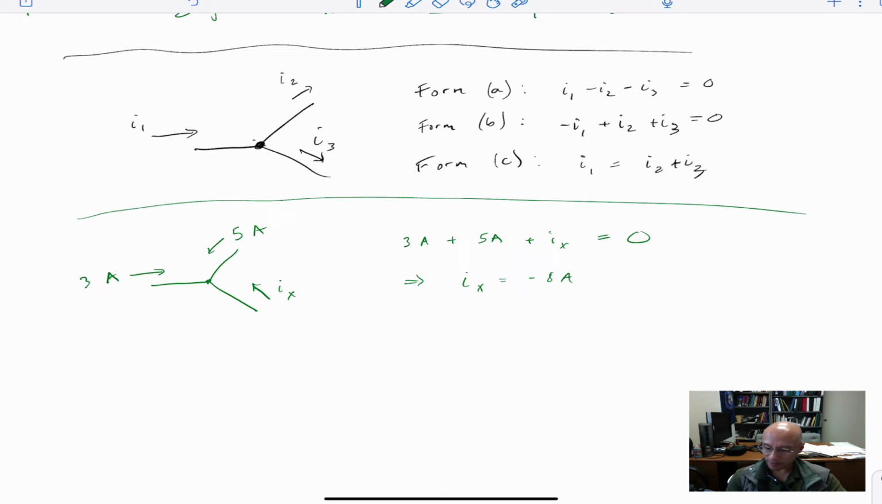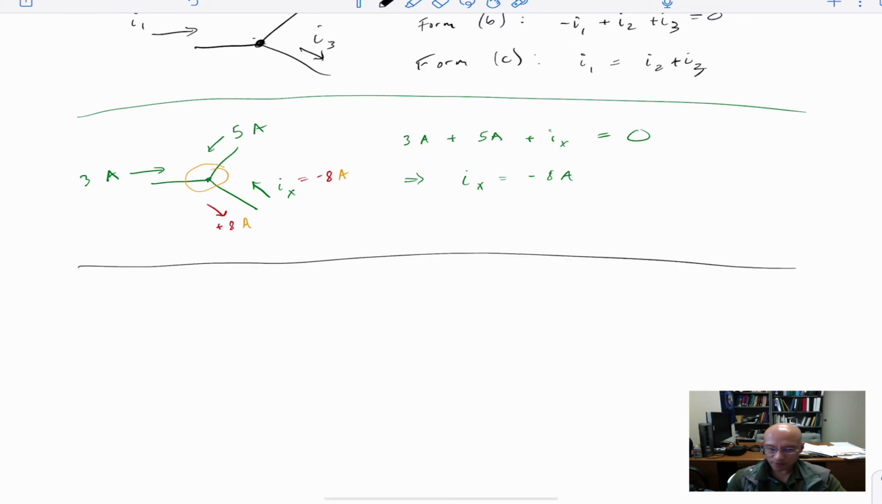Ix is negative 8 amps. That tells us that positive 8 amps is flowing this way. And you can kind of intuit that now. When you think about this node, well, if I have 3 amps and 5 amps going in, then 8 amps has to leave by that third branch. But Ix is defined opposite to the current that's leaving, so it's actually negative 8 amps entering or 8 amps leaving.